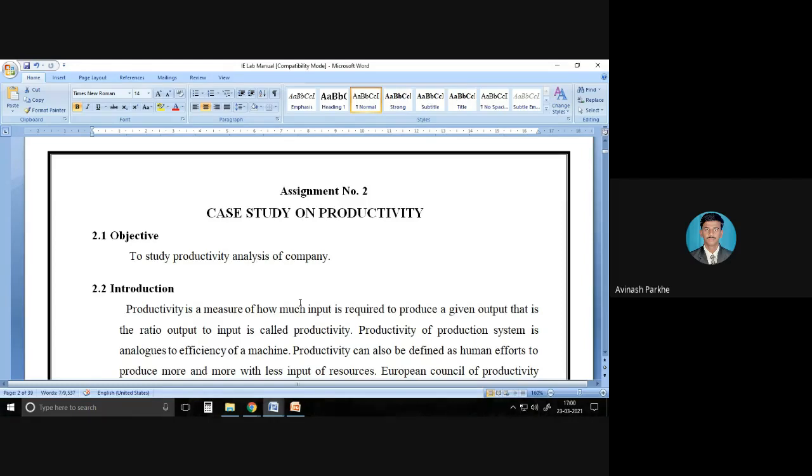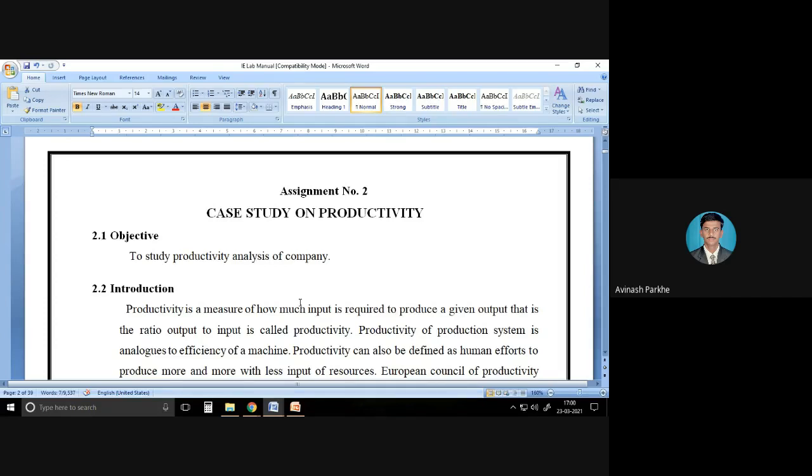So productivity will be increased when output is increased, but with less input. Therefore, the maximum focus we have to give in the industry is on a minimum number of input parameters. If you achieve the maximum output, then we can say that the productivity is increased. Okay, so this is the basic definition of productivity.